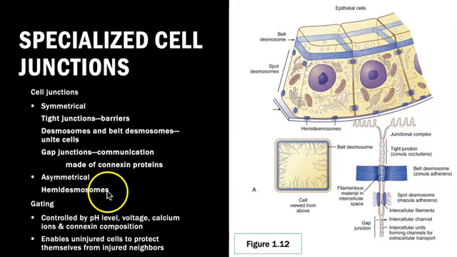Next, we have the asymmetrical type, which is a hemidesmosome. You could see some of these placed along the bottom over here, and these are helping to anchor these cells to an underlying tissue and maintaining structural stability. So again, we can find this in areas like the skin, where we want to take a basal layer and attach it to a basement membrane.